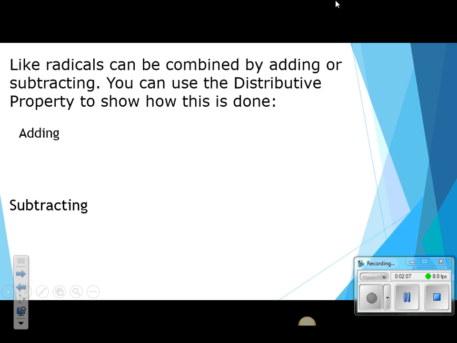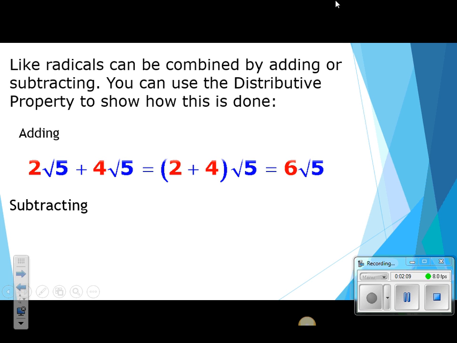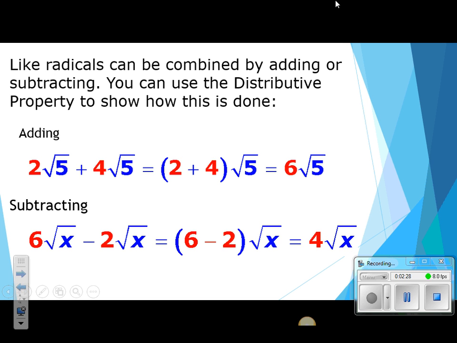If we're going to add like radicals, you can see that if I have 2 square root of 5 plus 4 square root of 5, it would be like saying 2 plus 4 because the square root of 5 is the same in both, and I would get 6 square roots of 5. If I were subtracting, the same thing would happen. 6 square root of x minus 2 square root of x would be the same thing as saying 6 minus 2, which is really 4 square roots of x.